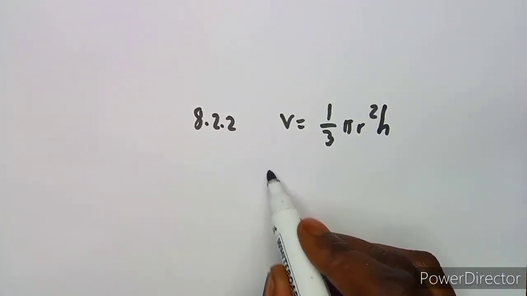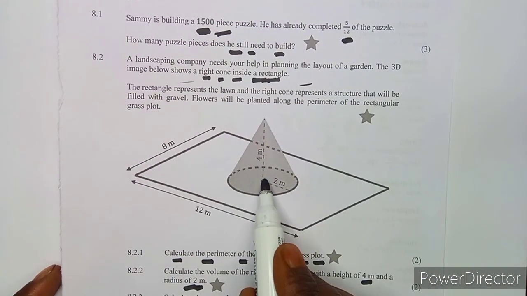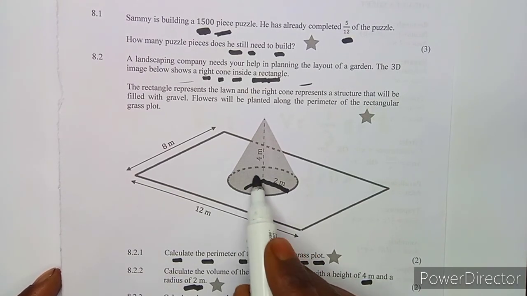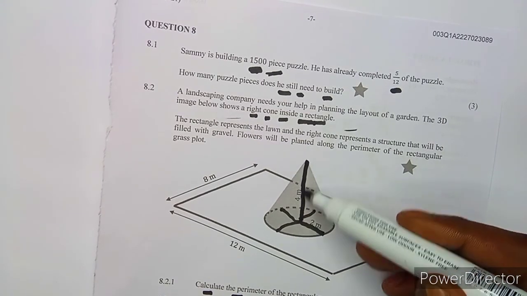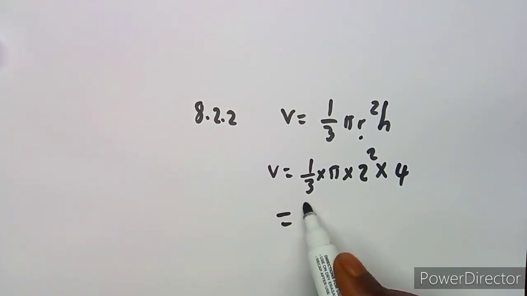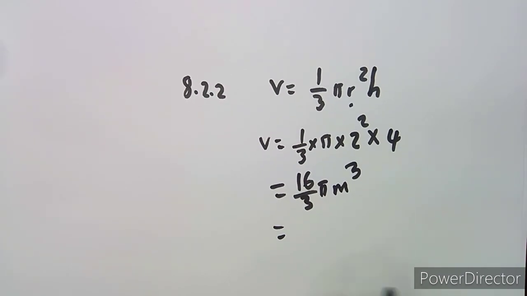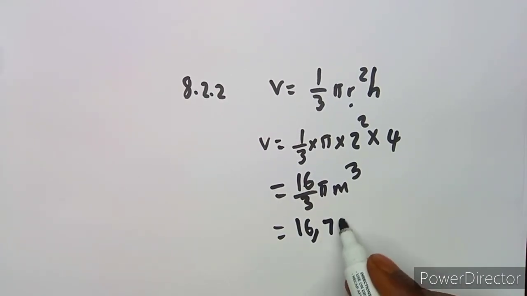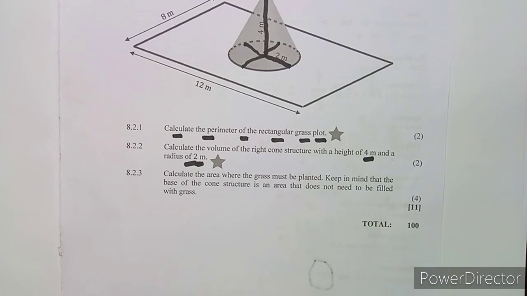So it's going to be a third times pi times r, which is the radius. As you can see, the radius of the cone is 2 meters, so we've got 2 squared times the height of the cone, which is 4 meters. If you use your calculator properly, this is going to give you 16 over 3 pi, in cubic meters. That's the volume. Or you can write it as a decimal, which is 16.755 cubic meters. That was the idea there.